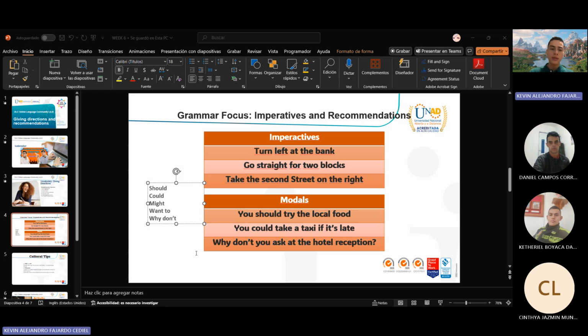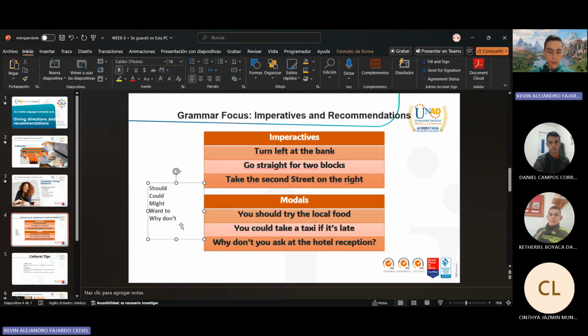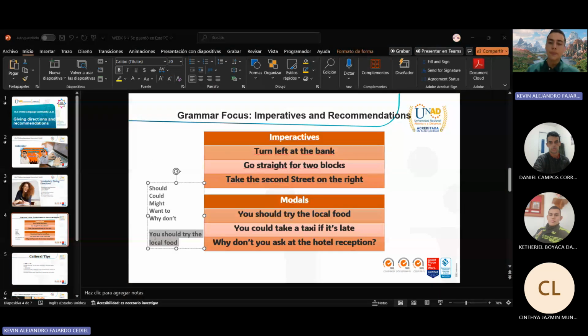For the moment, let's consider the phrase that I'm going to write: you should try the local food. In this phrase, the expression has the meaning of a recommendation. You are not forcing them, just giving helpful advice, and it sounds very polite.